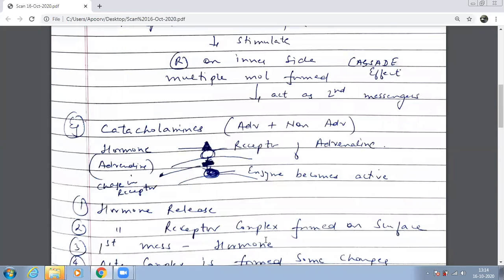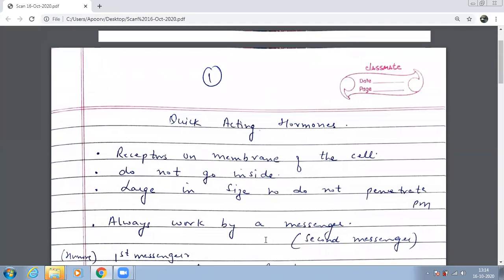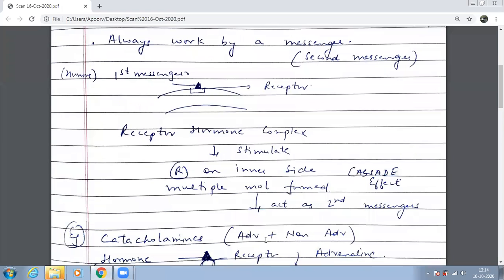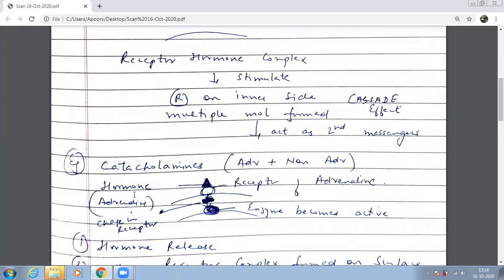Should we revise very quickly, children? Quick acting hormones we had done till here. We are talking about catecholamines. When I say catecholamines, I mean what? Adrenaline and noradrenaline. So this was your receptor. Which hormone is this triangle one? Adrenaline. Now they have formed together. What are they called together? Hormone receptor complex.